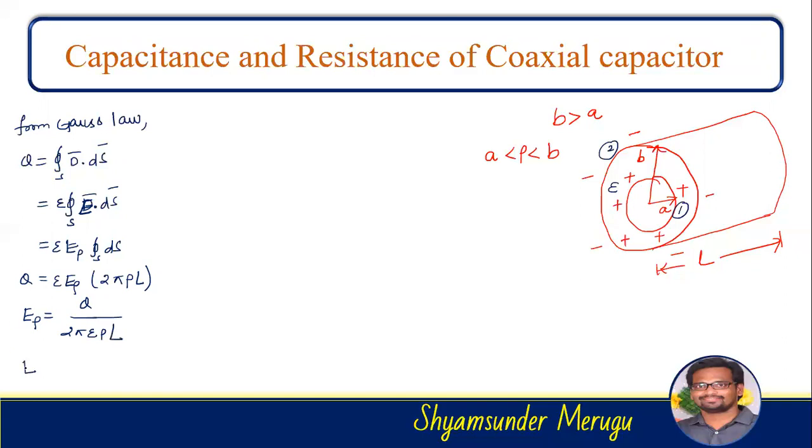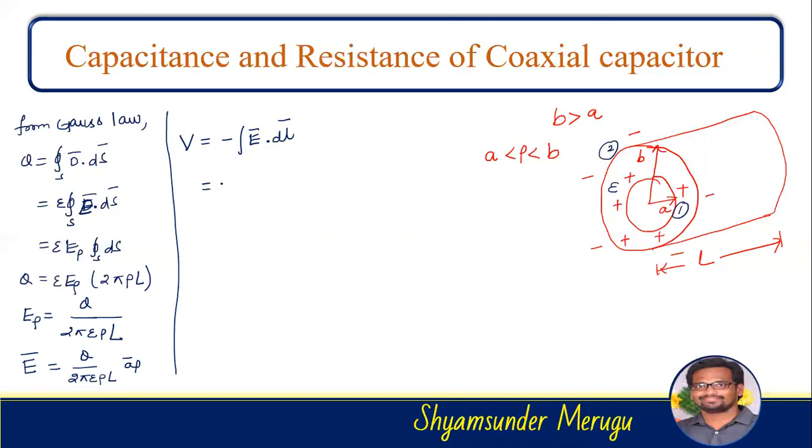Now to represent this in terms of vectors, E bar equals Q by 2 pi epsilon rho L in the direction of a rho. Next, the fourth point is that we have to find the expression for V, which is minus the integral of E bar dot dl bar.